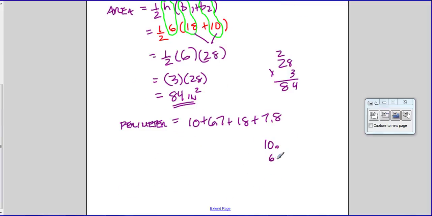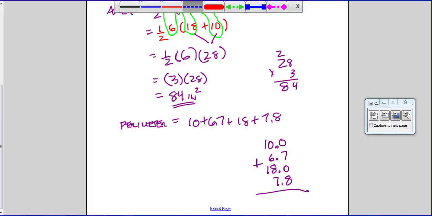10, 6.7. Remember, after every whole number, you must put a decimal point when you're adding so things line up properly. 18, put a decimal point behind it, and then 7.8. So now I'm going to add placeholder zeros. And now I'm going to bring the decimal point straight down.